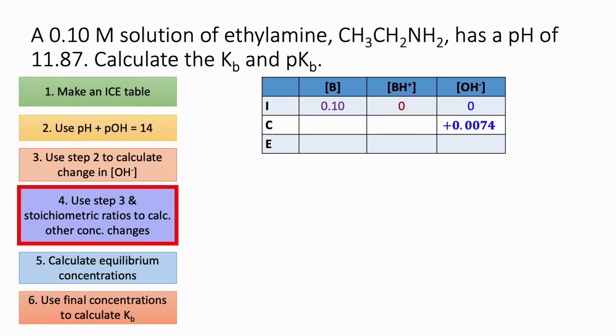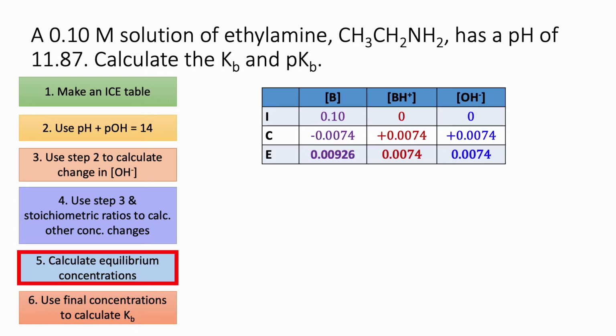In step 4, we're going to take the change we just calculated and use it to calculate the other concentration changes. So BH plus, again, is going to have the same change. It's a 1-to-1 ratio, and they're both products. And the base, because it's a reactant, is going to have a negative of the same change, so that's negative 0.0074. And now we can calculate our equilibrium concentrations of 0.00926, 0.0074, and 0.0074.